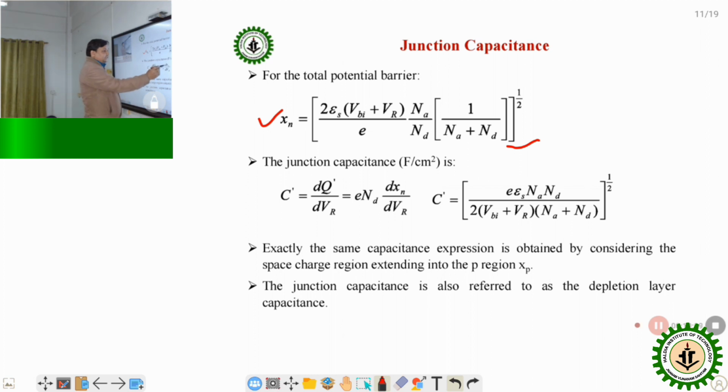So in this case we put this xn and simplify it, then we get this term. Okay, so here C is equal to this term, where we can say C is inversely proportional to the square root of VR. Exactly the same capacitance expression is obtained by considering the space charge region extending into the P region, xp.